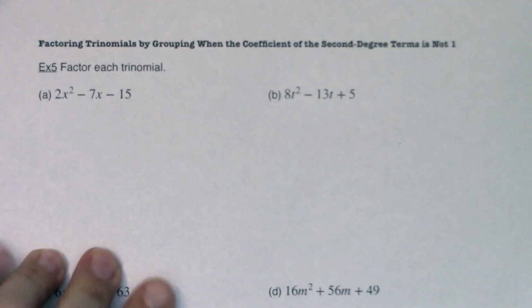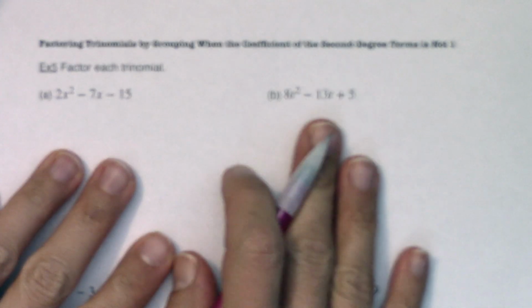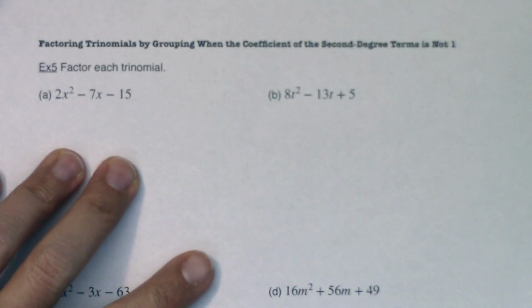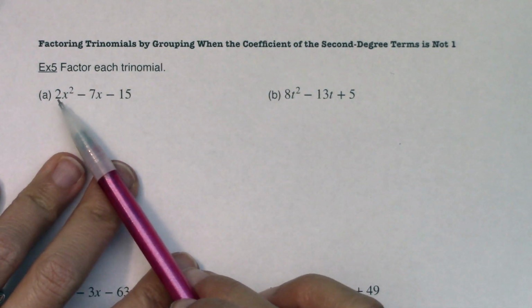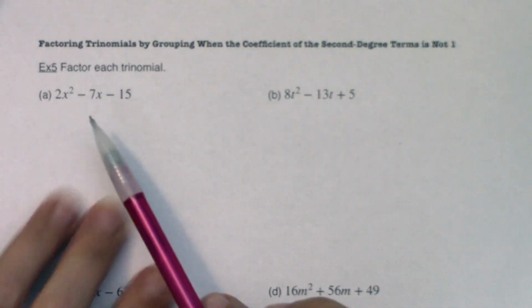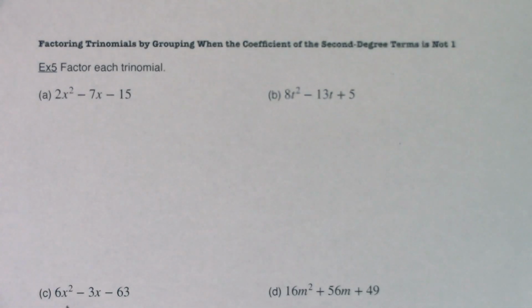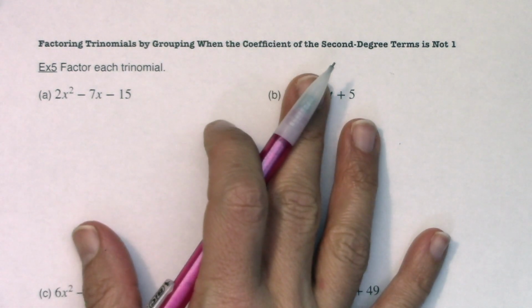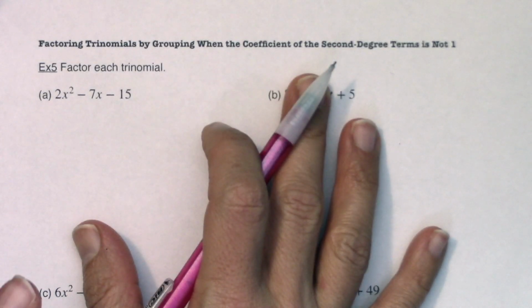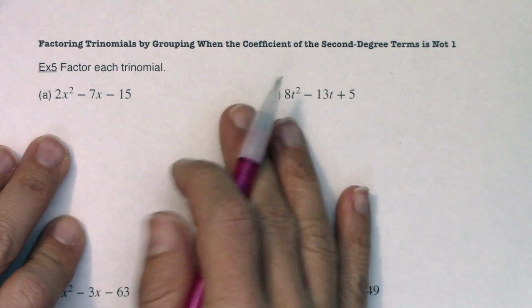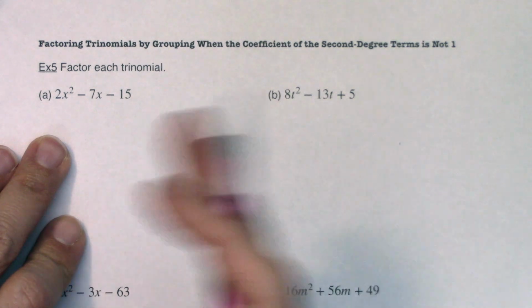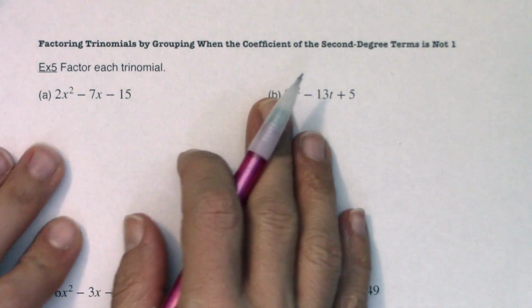Okay, folks, let's crank it up a notch with example 5. So all of these examples are going to have trinomials where the lead coefficient is not 1, right? You can see here 2, 8, I think you can see 6 and 16. So we're going to go through this AC method, right? And we're going to see it work even when the lead coefficient is not 1. It makes your problem slightly more challenging, but it's still the same idea as everything we were doing in example 4.